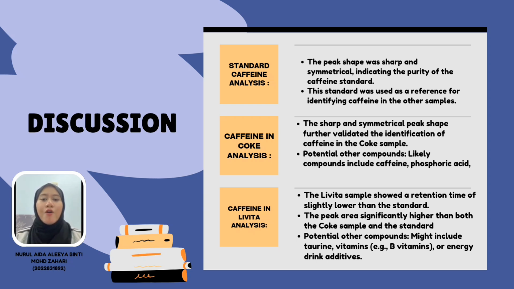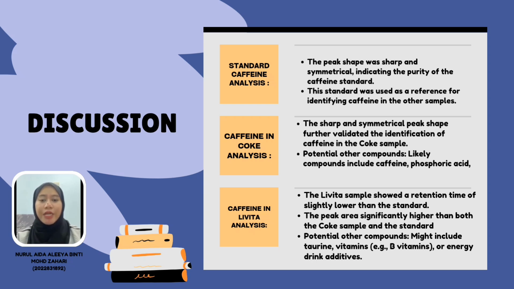Coke uses phosphoric acid for its tangy flavor, and it can appear as a peak at a unique retention time depending on the HPLC method, and high sugar content is common in Coke, and sugar compounds may show up in the chromatogram. For Levita, peaks at 2.799 minutes and 3.752 minutes suggest taurine, vitamins, or other functional ingredients as energy drinks are typically fortified with these.